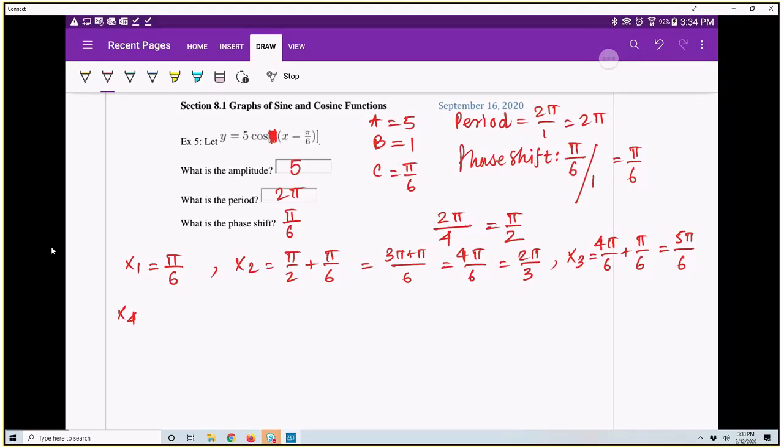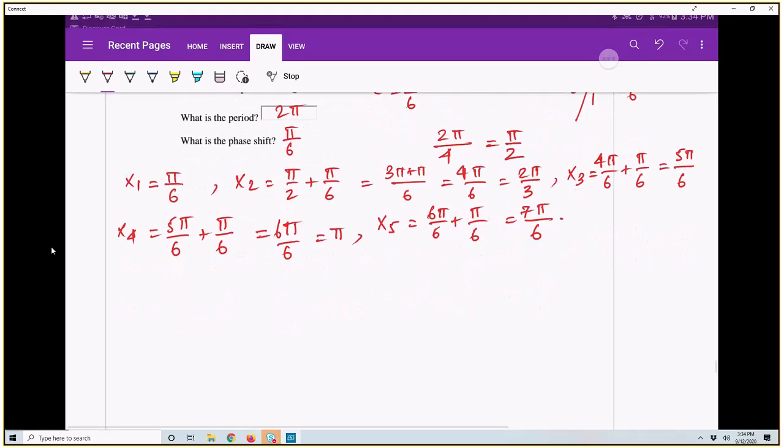Fourth key point is 5 pi over 6 plus pi over 6 one more time. And that becomes pi, because it is 6 pi over 6. And finally, the period ends at the fifth key point, which is 6 pi over 6 plus pi over 6, and that makes it 7 pi over 6.